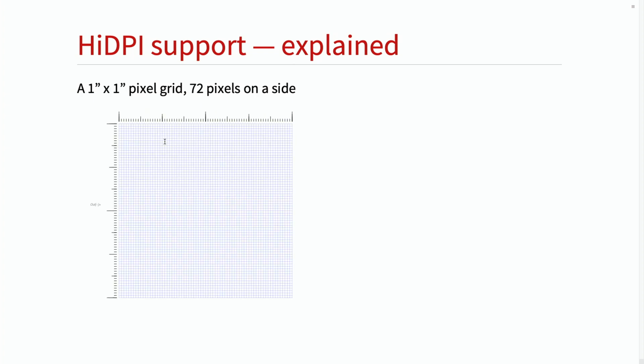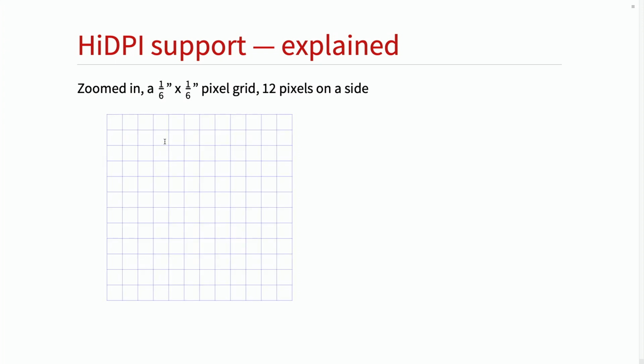And so just to emphasize the point, here's a 1 inch by 1 inch pixel grid, 72 pixels on a side visualized. And I'm just going to zoom in on that for purposes of exploring a bit of what we're talking about. In this case, it's a 1/6 by 1/6 inch pixel grid, 12 pixels on a side.